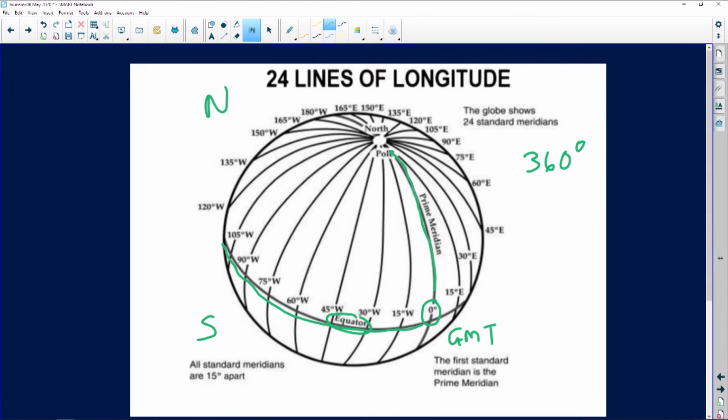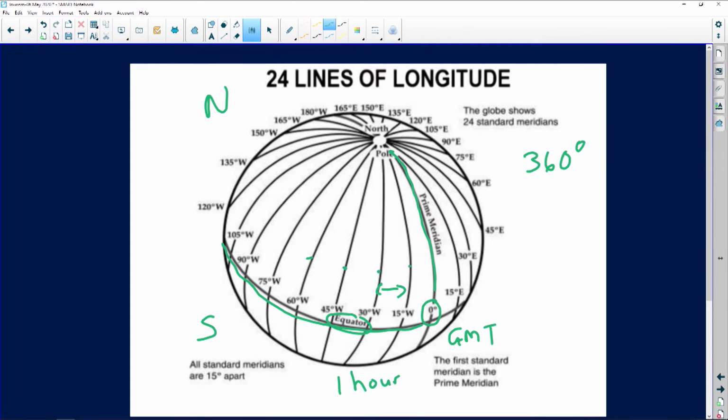And then as you can see here, all these other lines over here are our 24 lines of longitude that run right across the globe. They are exactly 15 degrees apart from one another, and that 15 degrees represents a 1 hour difference.